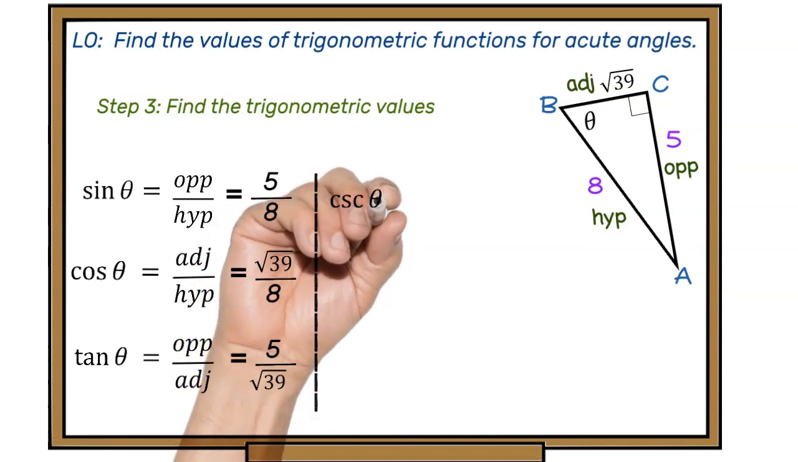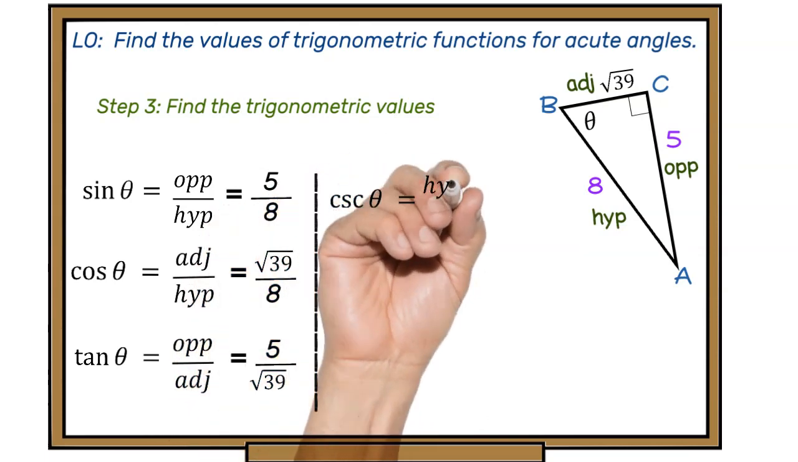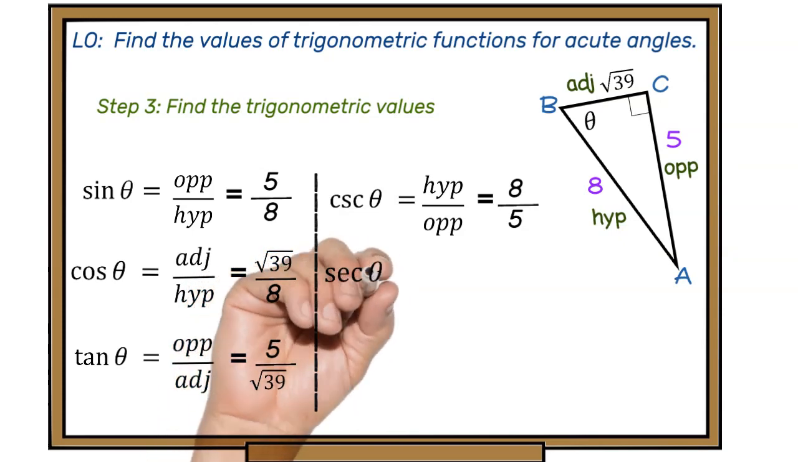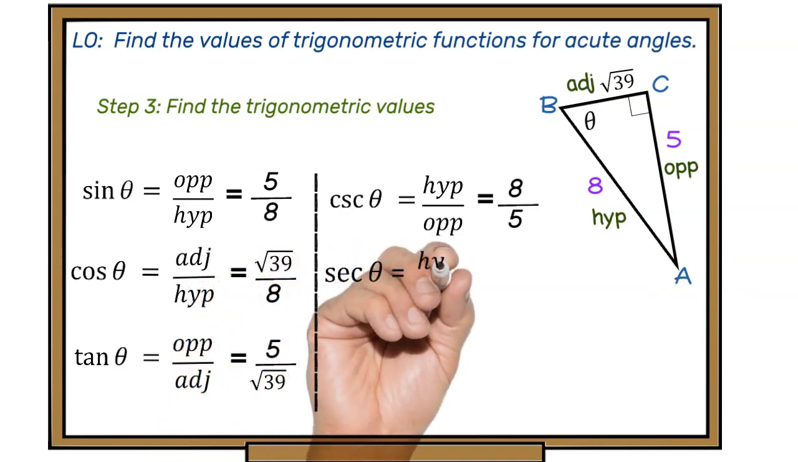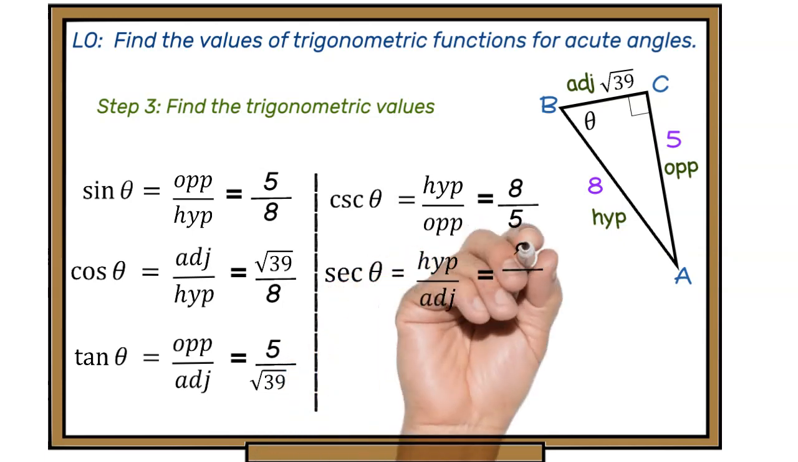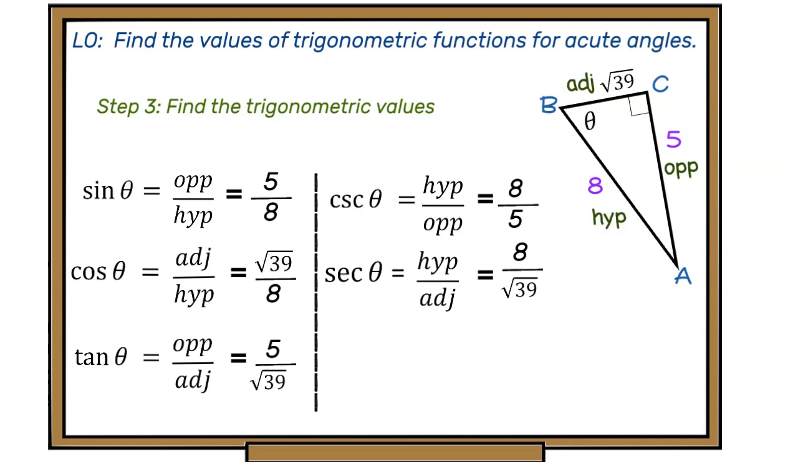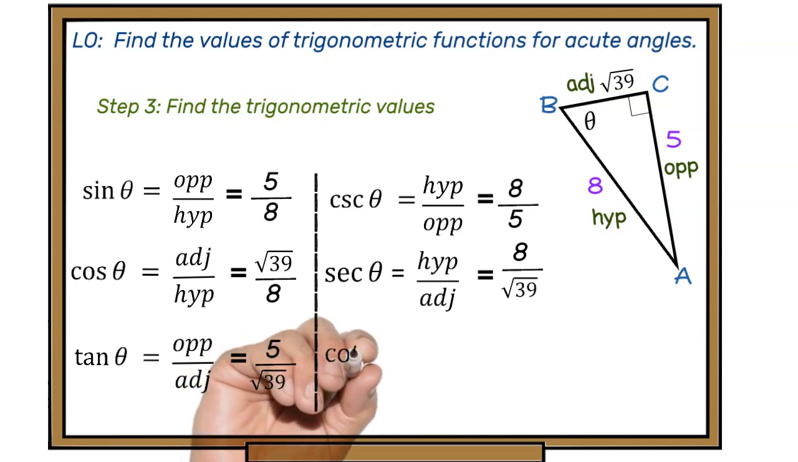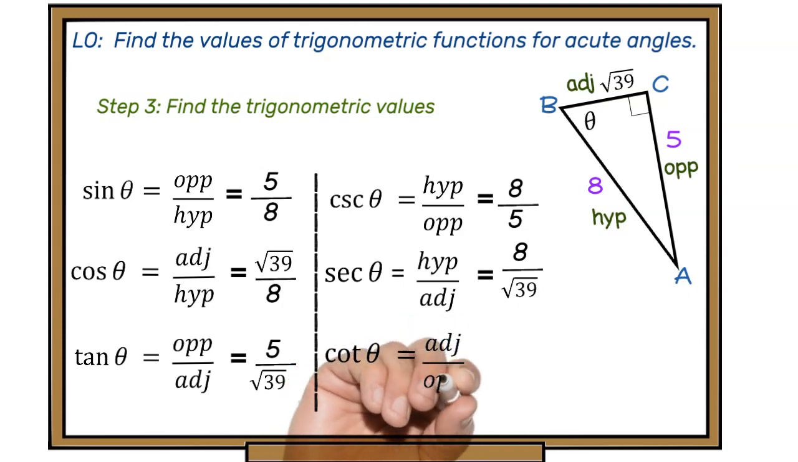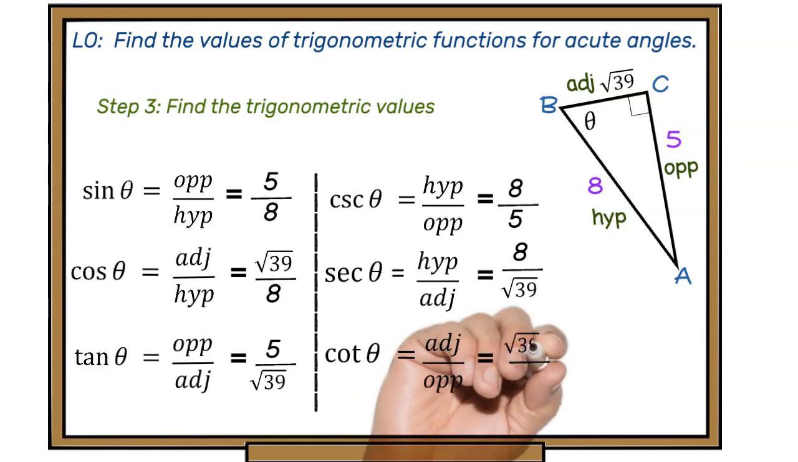The reciprocal functions, so the cosecant theta, hypotenuse over opposite, will be 8 over 5. The secant of theta, hypotenuse over adjacent, will be 8 over root 39. And the cotangent of theta, adjacent over opposite, will be root 39 over 5.